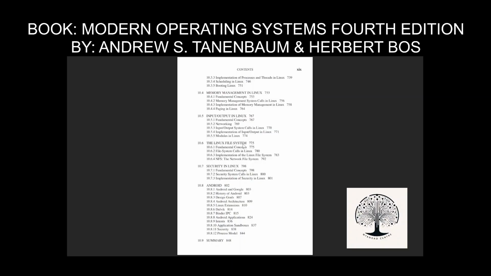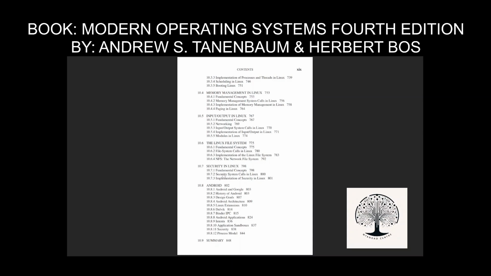Then we look at the Linux file system. We look at the fundamental concepts. We look at file system calls in Linux. We look at implementation of the Linux file system. And then we look at NFS, the network file system. This is a file system used to partition hard drives and stuff. So if you have done some partitioning, you must have made the NFS somewhere.